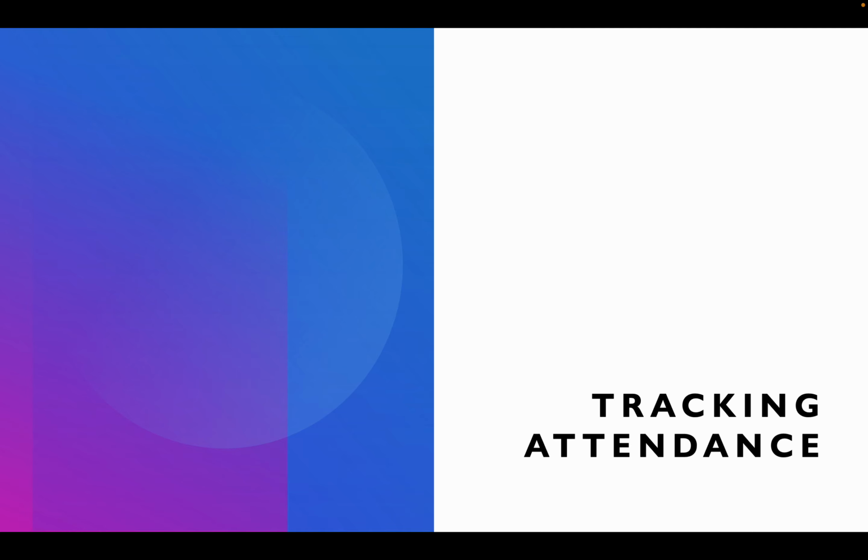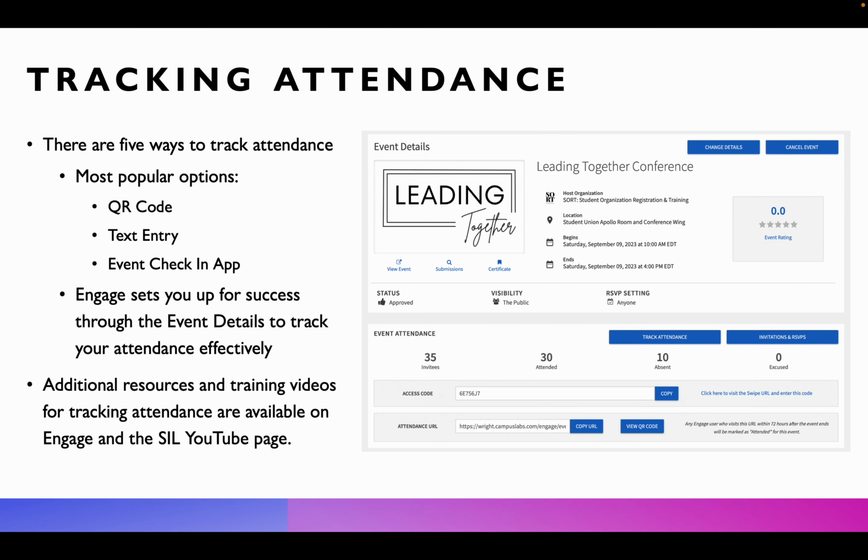Tracking attendance. Tracking attendance obviously happens within your events. It's super important for you to track your attendance from a marketing standpoint, from a retention standpoint, just knowing who's showing up and if you have recurring people that might want to join your organization, whatever it might be. Within Engage, there are 5 main ways to track attendance. Some of the most popular options are through the QR code. There's also text entry, and of course we have our event check-in app.